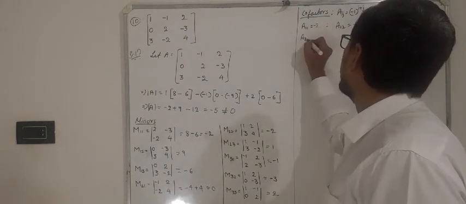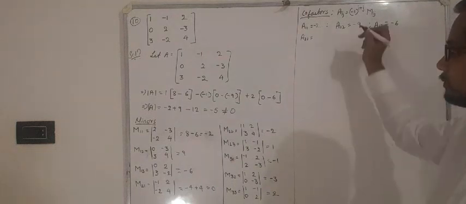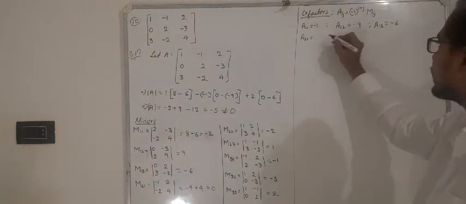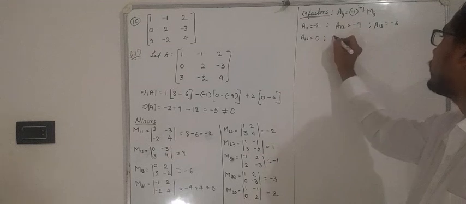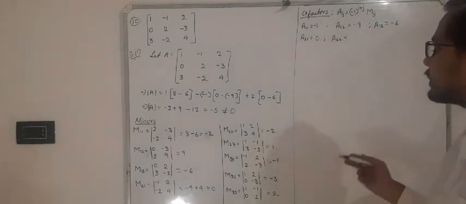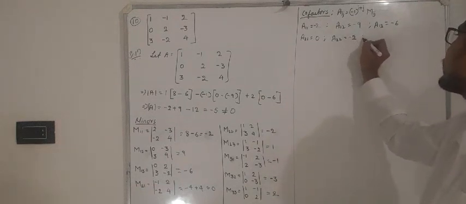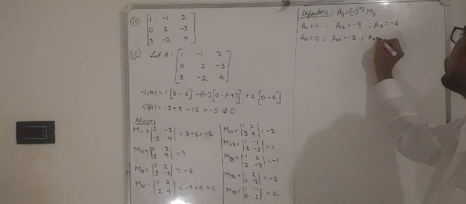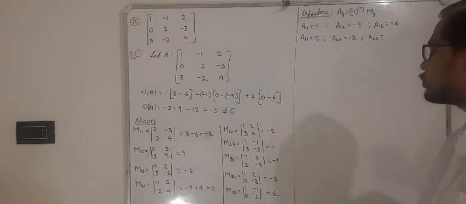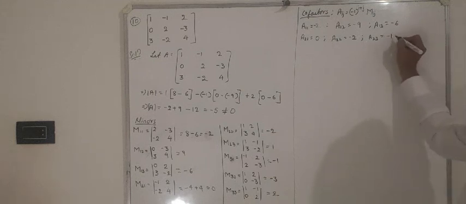So A21, the value was 0 there, so here also it will be 0. A22, the value of A22 here we got it as 4 minus 6, that was minus 2, and here also it will be minus 2. A23, right? So we got the value as minus 2 plus 3, it was plus 1, so here it becomes minus 1.